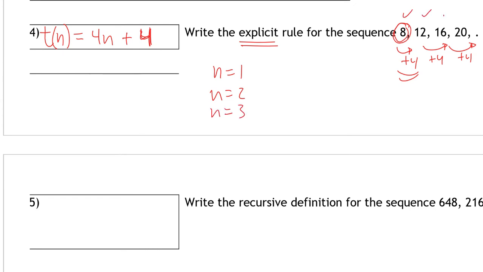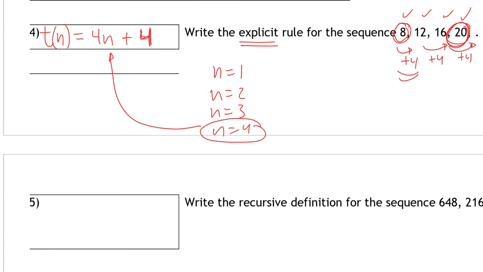So I'm just reading these values here, right? When n is 4, it has to say 20. So I could just check a couple of these. If n is 4, you can see this becomes 4 times 4, which is 16, and 16 plus 4 is exactly 20. So it does exactly what it's supposed to do. When I plug in 4, it gives me 20.